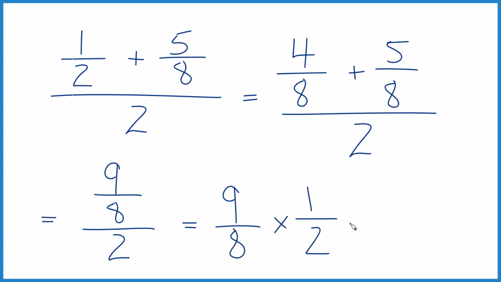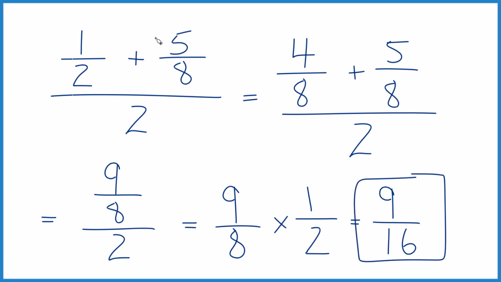And then when we do that, we get 9 times 1 is 9. 8 times 2 is 16. And that's our final answer, 9/16. So the number exactly halfway between 1/2 and 5/8 is 9/16. And we did that by adding these together and then dividing by 2.